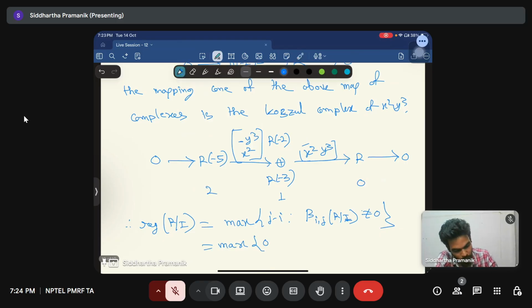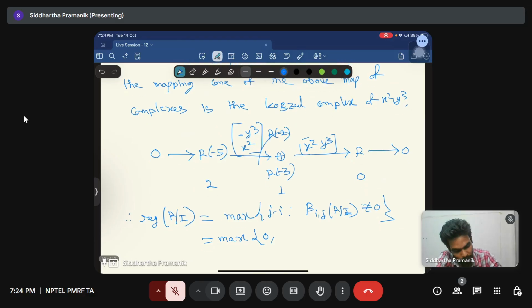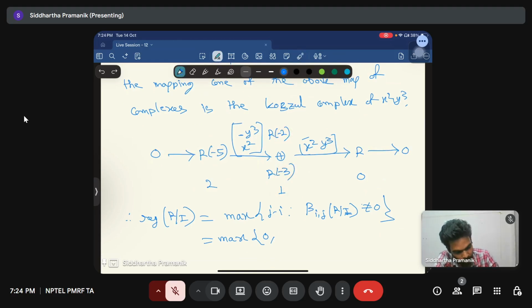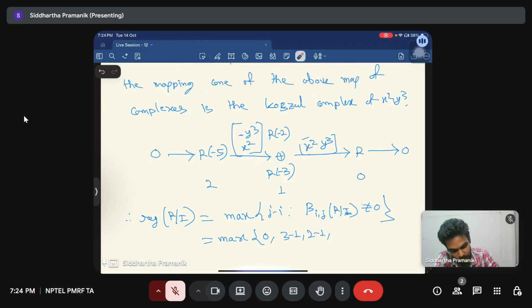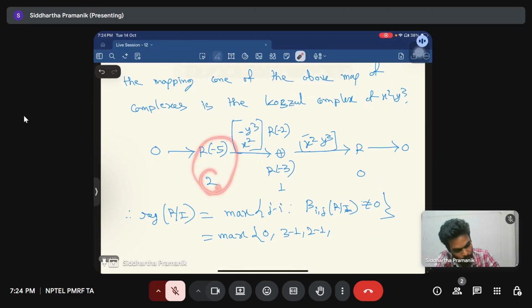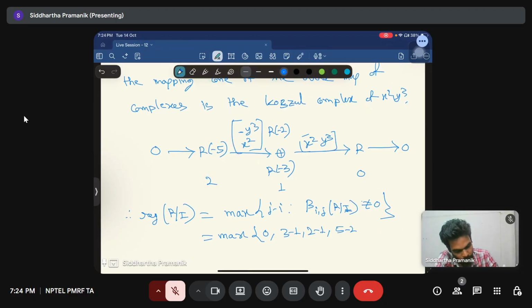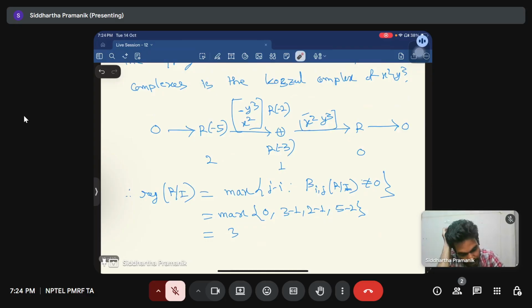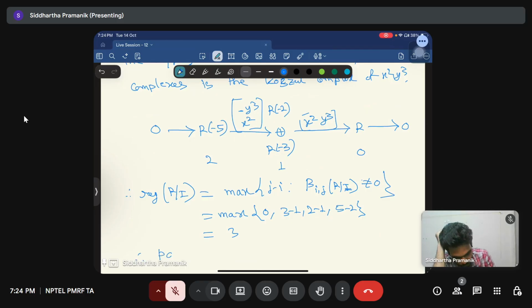So it is 0. So in the first position, I is 1, J is 3 and 2. So 3 minus 1 and 2 minus 1. And in the second position it is just 5 minus 2. So it is basically 3. And this is the minimal free resolution which has length 2. Projective dimension of R mod I is basically 2.